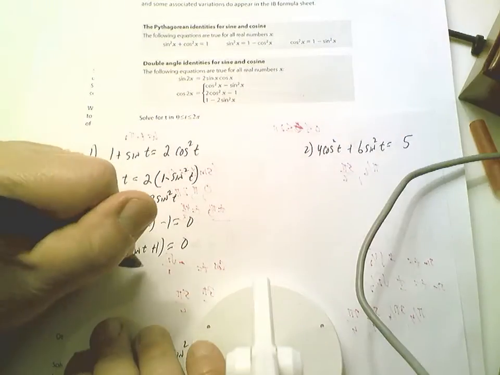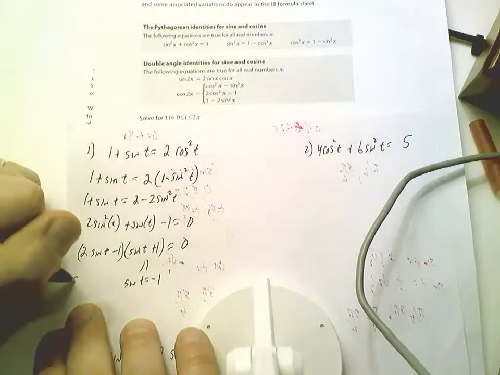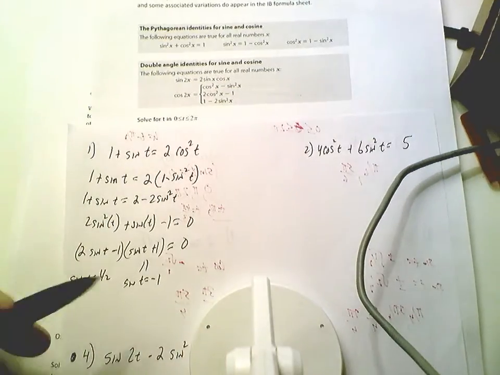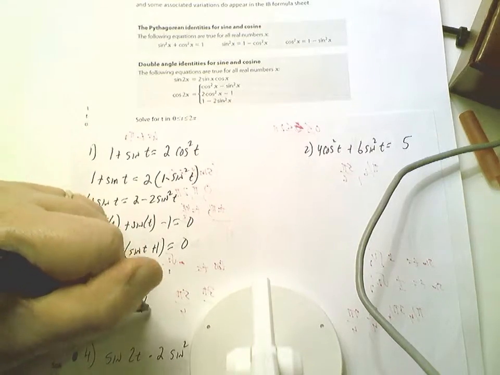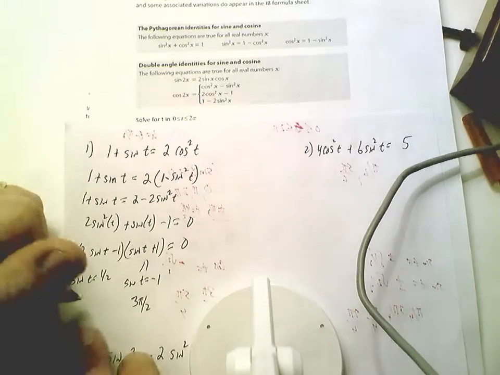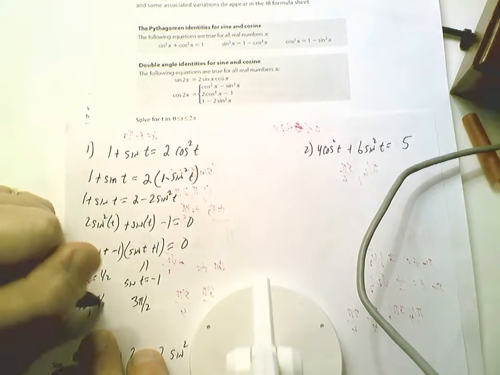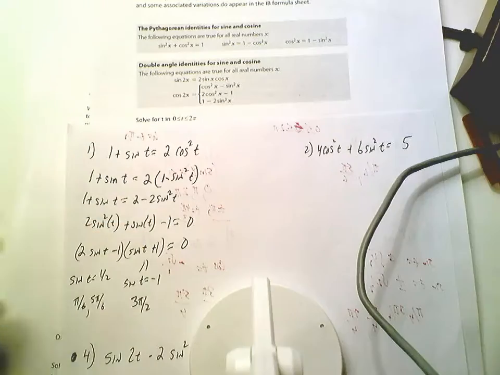How do I solve it? Sine of t equals negative 1, or sine of t equals 1/2. Sine of t equals negative 1 at 3 pi over 2. Sine of t equals 1/2 lives at pi over 6 and 5 pi over 6. There's my answers.